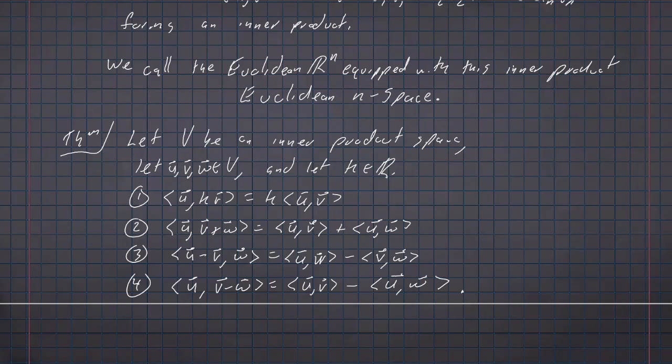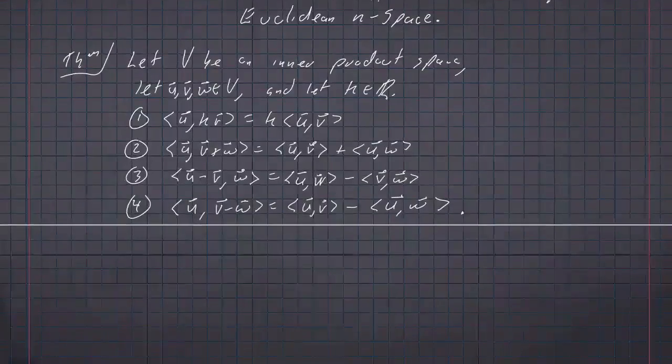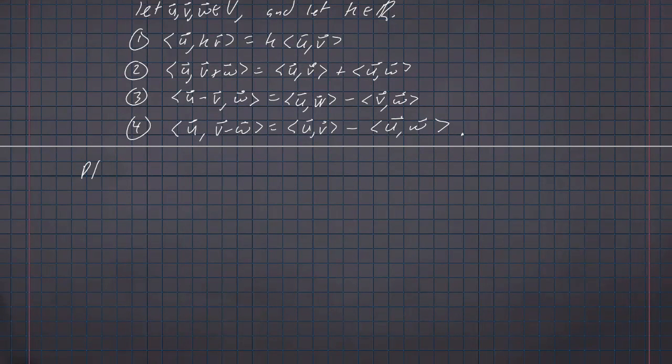So these couple of theorems are very easy to prove using the general properties of the inner product space. I'll work through the proof of the first one, and I encourage you to try the other ones on your own. They're not that challenging, I hope.